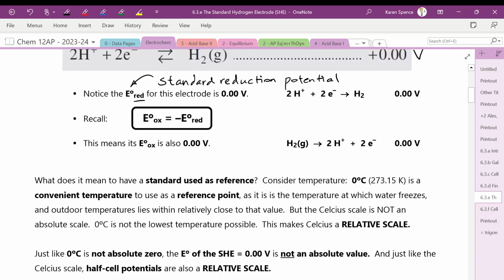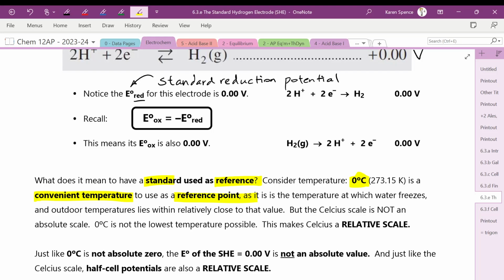What does it mean to have a standard that we use as a reference? Well, let's consider temperature, which is a scale we are really familiar with. What is 0 degrees Celsius? What are we referring to? That is the freezing point of water, and so it is a convenient temperature to use as a reference point. There's no reason to set 0 at the freezing point of water other than that it is convenient.